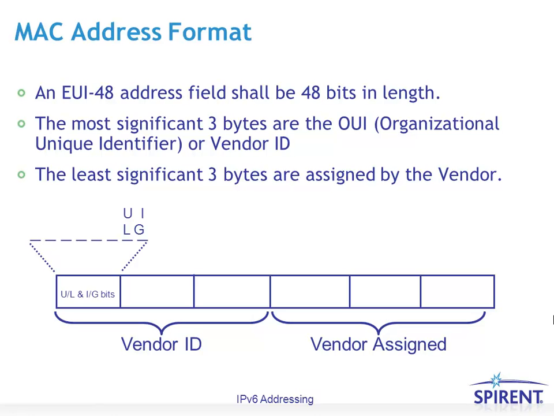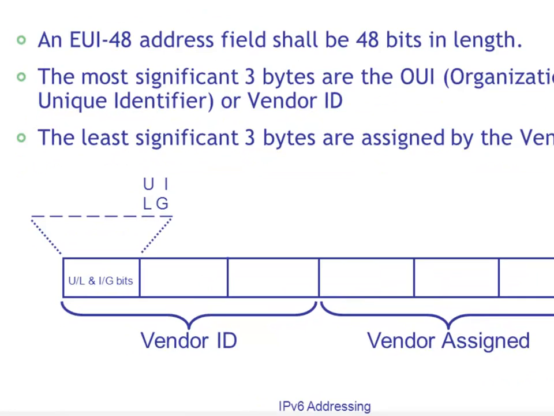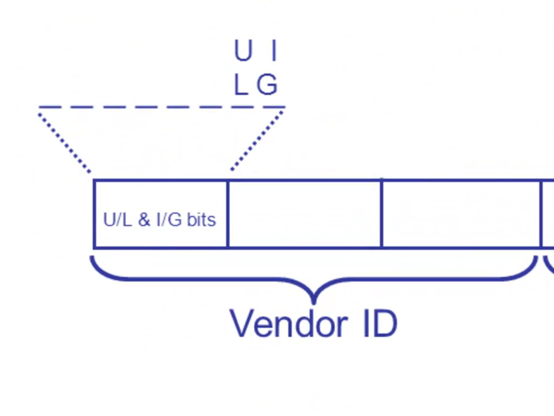Well, in the most significant byte, there are the two least significant bits. The very least significant bit is the IG bit, the individual or group bit. And that bit is set or unset depending on whether it's for one or more addresses. So if it's just for one address, it's always zero. But if it's for multiple addresses, i.e. a broadcast or a multicast address, then that bit will be set. So the least significant bit of the most significant byte would be indicating that it's for multiple devices and not just one.